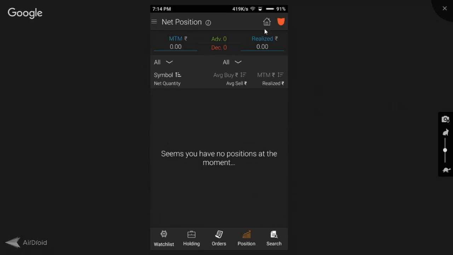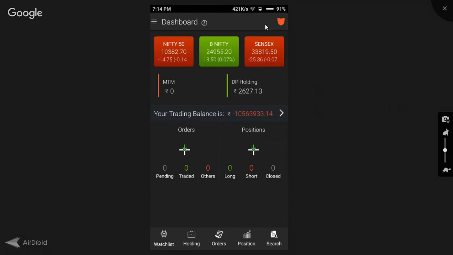We go either here on the home screen, or we go here and touch the option dashboard. Last time we went here, so right now on the right hand side we'll click on the home sign. All right, so there you go. Now let us try to place a live market order. Before we do that, we need to know how much money we have.